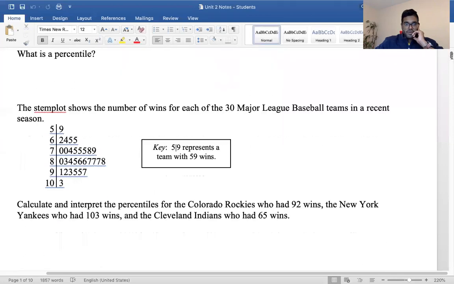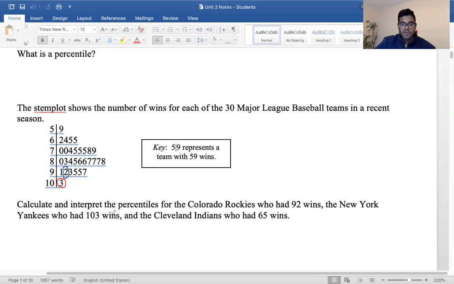Scroll down here. We have a stem and leaf plot that shows the number of wins of each Major League Baseball team in a recent season. Calculate and interpret the percentiles for the Colorado Rockies, which had 92 wins, and the New York Yankees, who had 103 wins. So we're looking at 92 wins, which is this one right here, and 103 wins, which is this one right here. What are the percentiles for those teams?